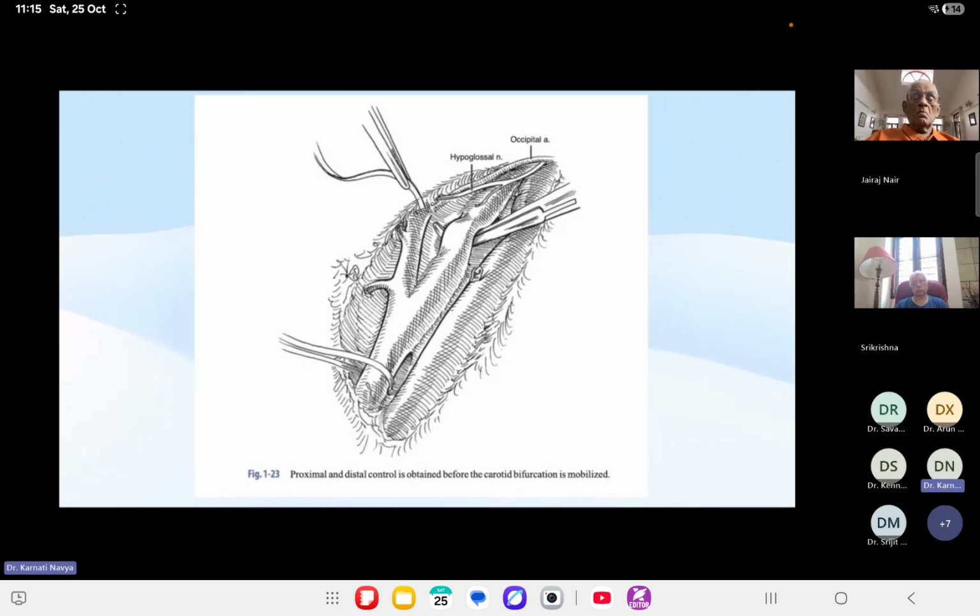This picture shows proximal and distal control obtained before the carotid bifurcation is mobilized. You can see the hypoglossal nerve, which is running very close to the occipital artery. This is one landmark by which the hypoglossal nerve can be identified, and one more is the ansa hypoglossi before dividing.